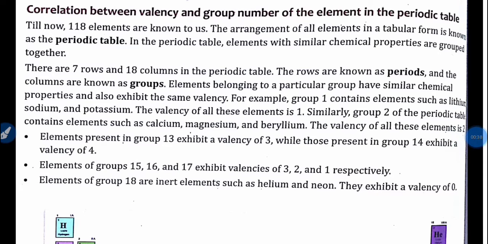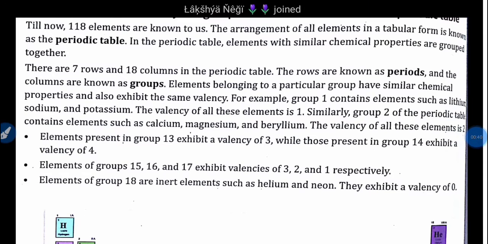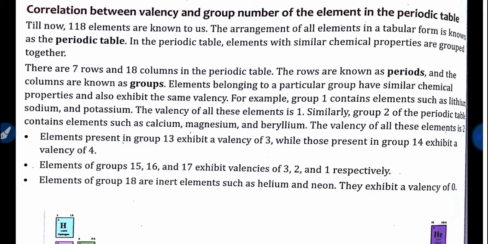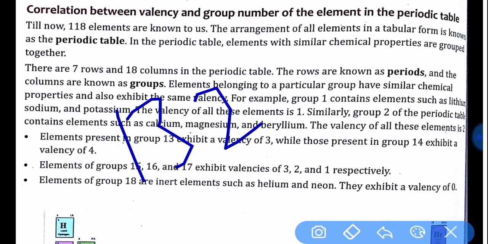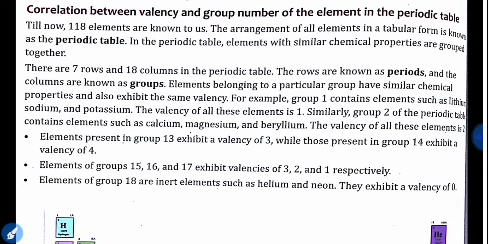So till now, 118 elements are known to us. You can see that 132 elements are written earlier in the book, but 118 elements is what you can understand, because only 92 elements occur on earth; the rest are synthesized in the laboratory. The arrangement of all elements in a tabular form is known as the periodic table.